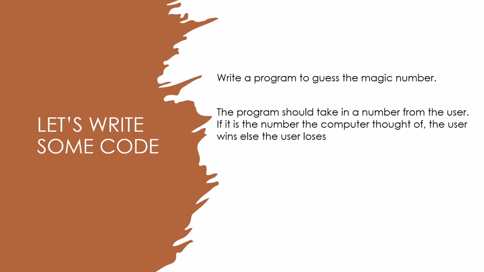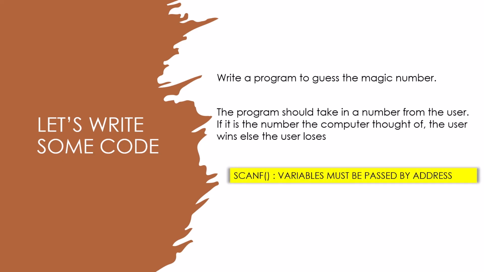Now, how are we going to take in a number from the user? We saw briefly in the last session the function scanf. We're going to use scanf again, but we're going to understand how it works. So scanf requires that variables must be passed by address. Now to pass that address, we use the ampersand symbol. If you recall, we saw the ampersand symbol briefly in the last session, but that was more to do with bitwise logical operators. The same ampersand symbol can be used to represent the address of a variable, and that's what we are doing here.